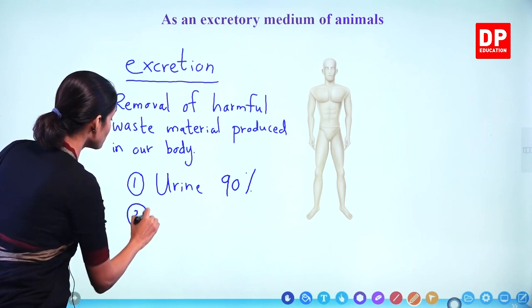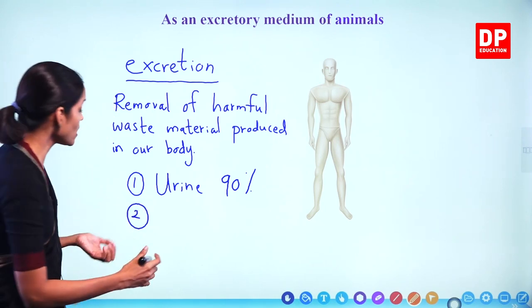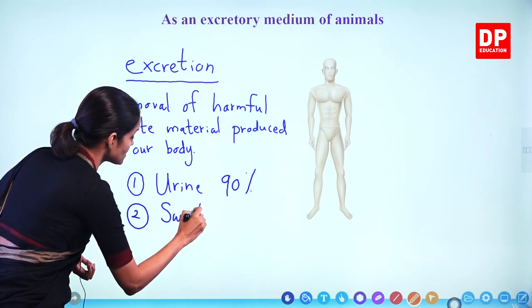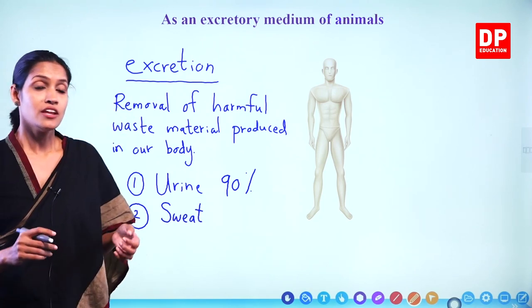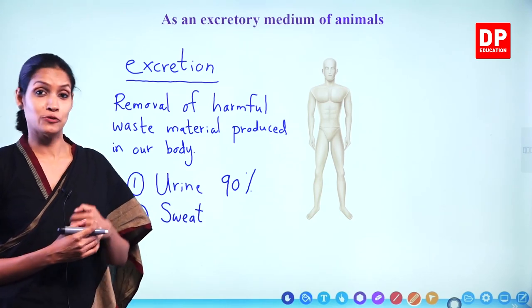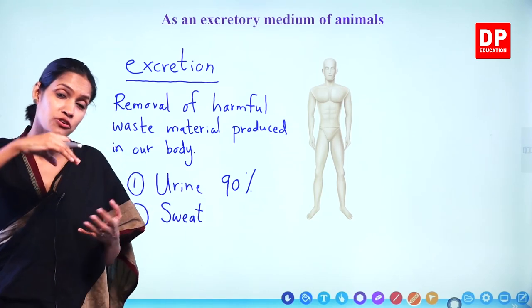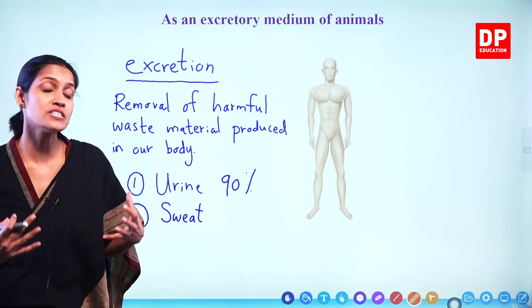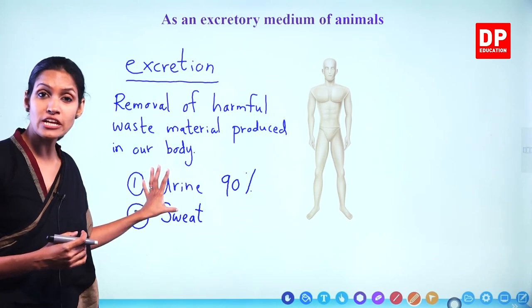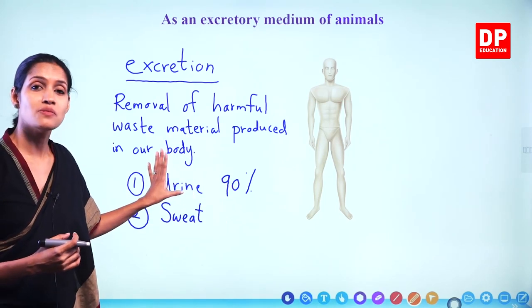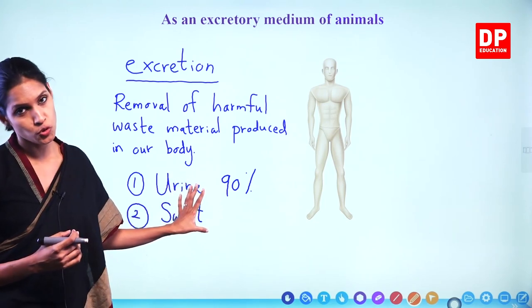Now the other form is by producing sweat. Okay, children, sweat also contains a lot of water in it. I already explained you under cooling down of body, right? So in urine, the main substance present is water, and even in sweat, the main substance present is water.